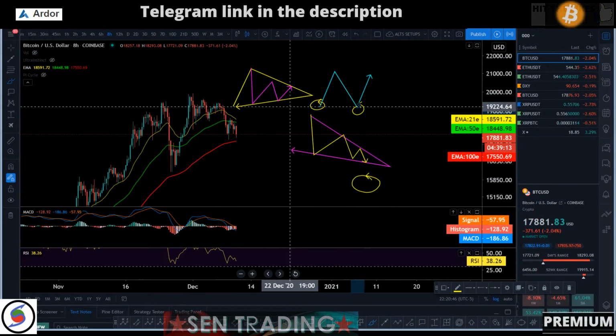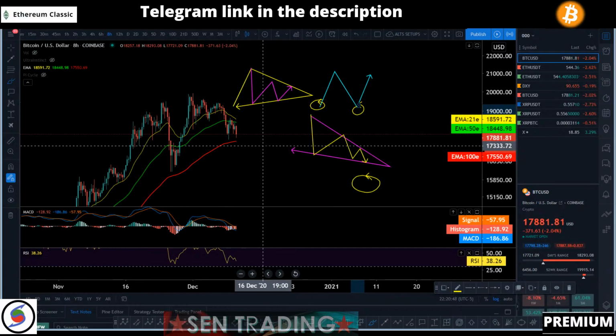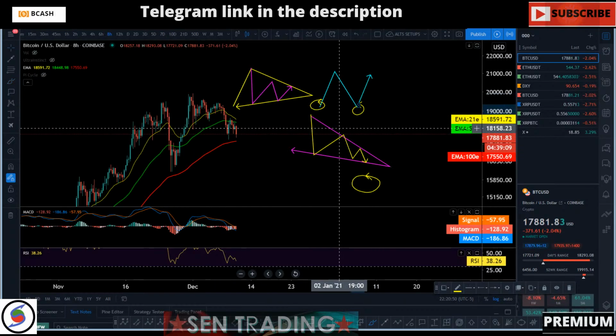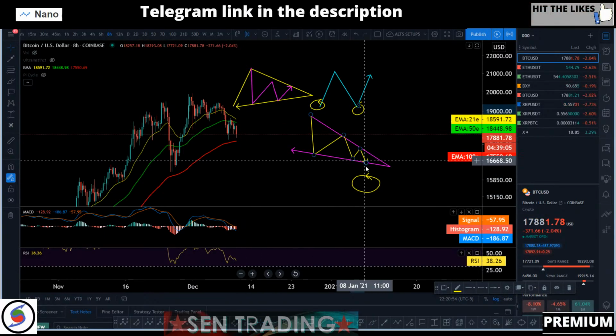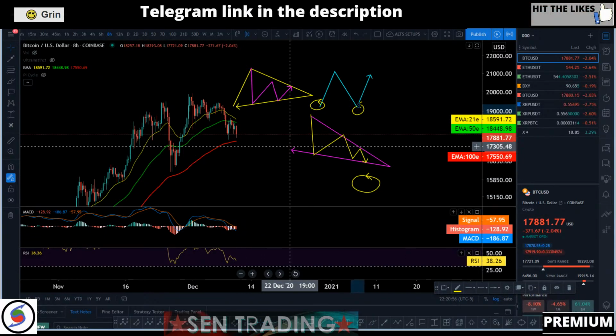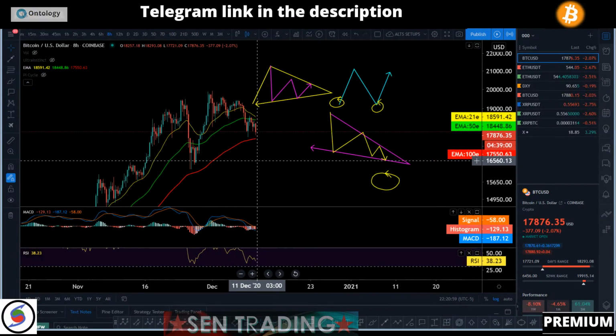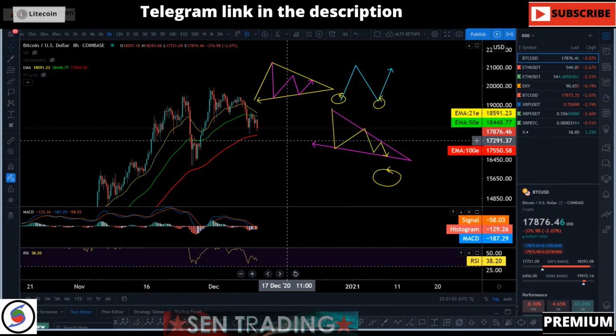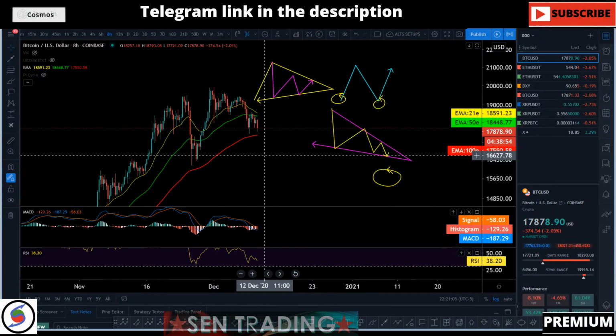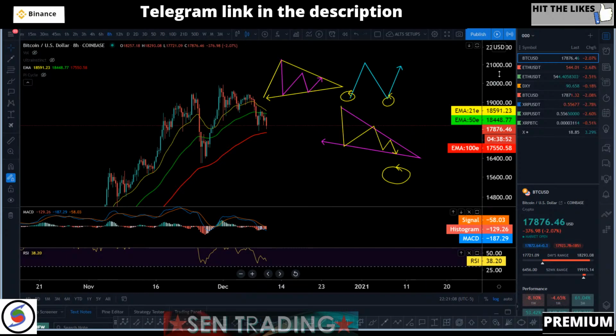Whenever you get a correction, depending on which time frame you're looking at, wait for a bullish crossover, price action above your 21 EMA, MACD crossing bullish, right? That's going to be a fantastic setup. But always favor the higher time frame, depending on your strategy, right?